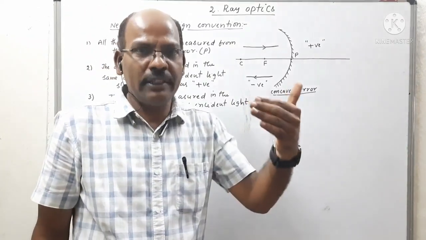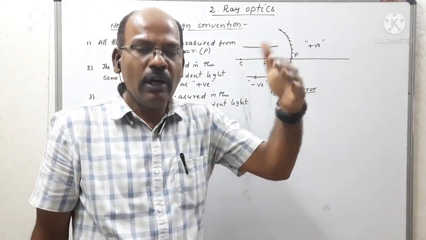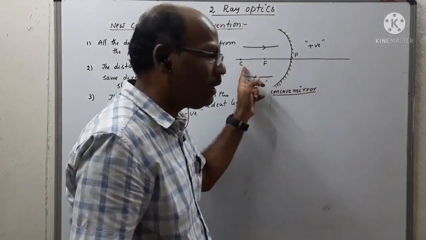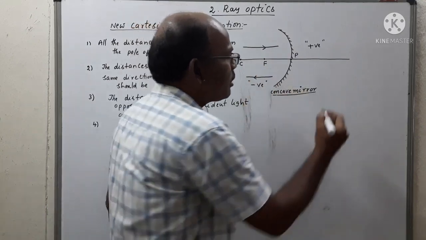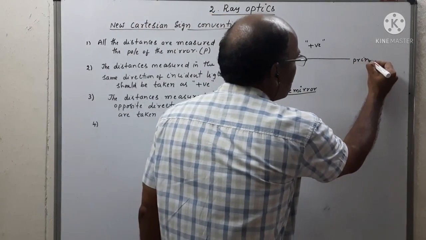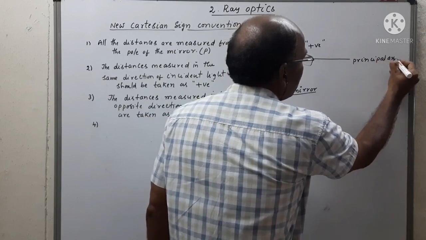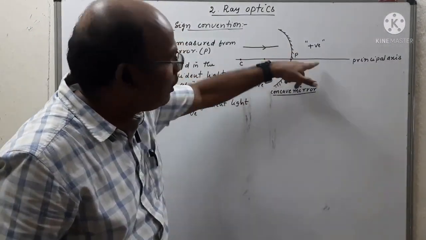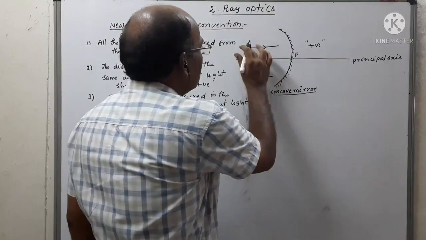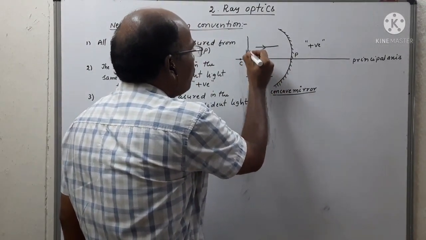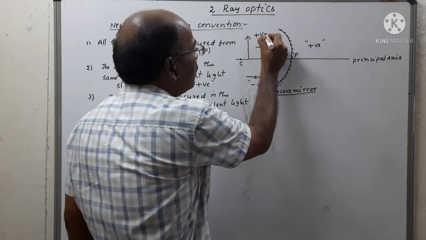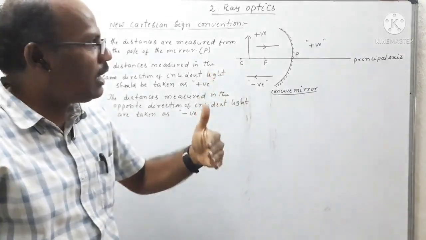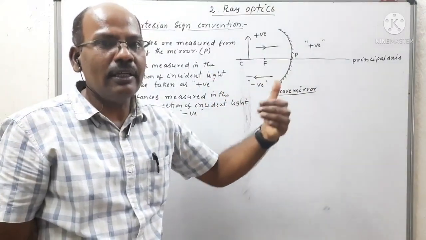the height of the objects which are lying above and perpendicular to the principal axis. The line connecting the center of curvature and focus is called the principal axis. So the heights above the principal axis which are perpendicular to it are measured as positive. So heights or distances which are above the principal axis and normal to it are taken as positive.